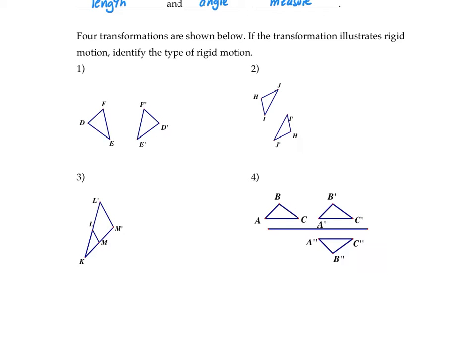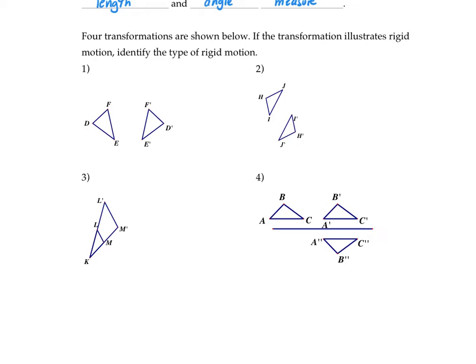Okay, next we're going to take a look at 4 sets of figures, and we're going to see if we can identify which type of transformation they show, and also if it is a rigid motion or not. Okay, so it says if the transformation illustrates rigid motion, identify the type of rigid motion. Right, so in number 1, if we notice, we have triangle DEF on the left, and then D prime, E prime, F prime on the right.